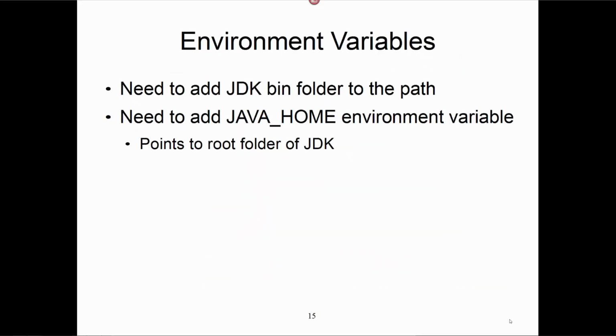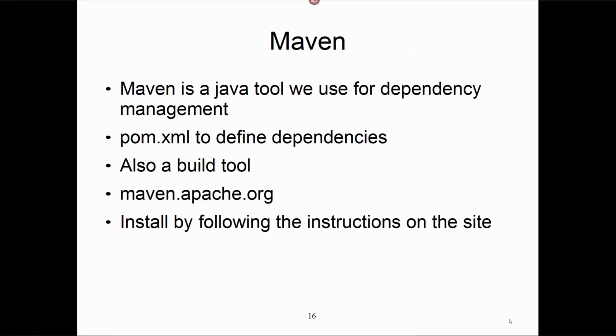Typically the installer does not add the JDK bin folder to the path. So when we try and type in javac, it doesn't work. So we need to make sure we do that. And we also need to add Java home as an environment variable that points to the root folder of the JDK, because this is where tools like Maven and IntelliJ look for the JDK. So we have to add that.